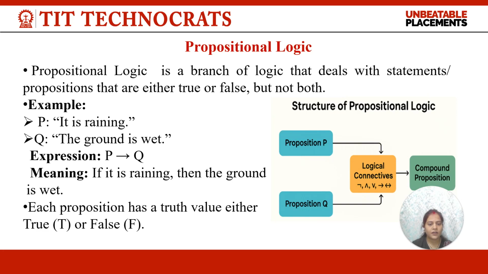First, propositional logic. In propositional logic, statements are either true or false, nothing in between. For example, let's take P, it is raining, and Q, the ground is wet. We can write this as P implies Q, which means if it is raining, then the ground is wet. Simply, the implication symbol represents if and then. Each proposition has a truth value, either true or false.